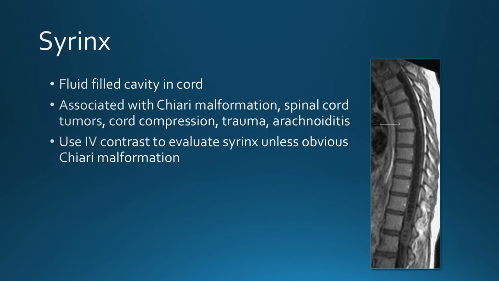Just a little bit about a syrinx. A syrinx is a fluid-filled cavity in the spinal cord, with a lot of possible causes: Chiari malformation, spinal cord tumors, cord compression, trauma, arachnoiditis. Generally, if you see a syrinx, you want to give IV contrast to evaluate it unless there's an obvious Chiari malformation. In this patient with a large syrinx, if you look at the top of the image, you can see this enhancing tumor higher up as the cause of the syrinx.